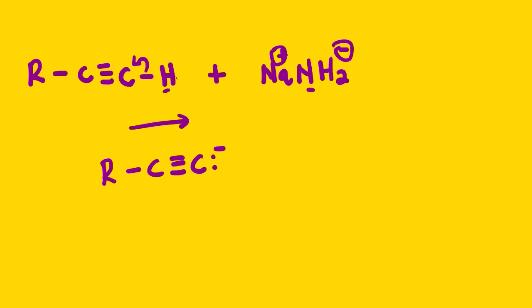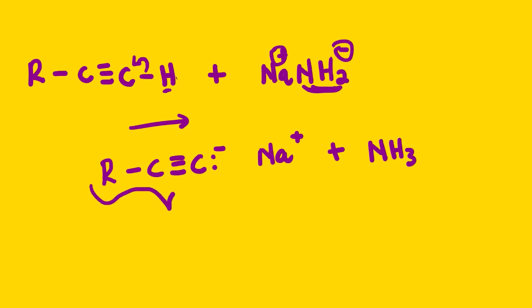Then this hydrogen will join this. So it means that on the product we are going to have, let us just write it like this. We have sodium, and if this hydrogen joins this one, we are going to have NH3, which is ammonia. Then you can see that here we have an alkynide ion.